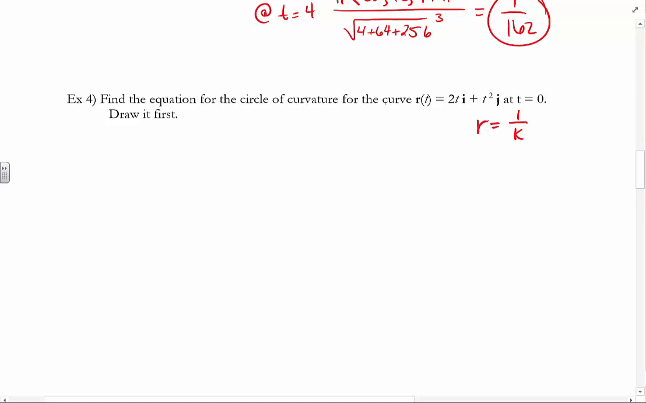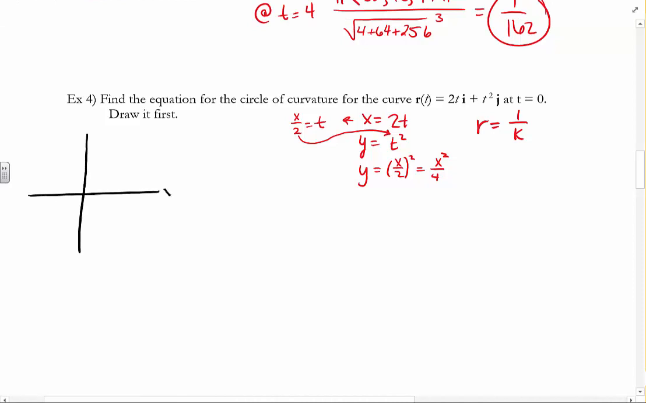So write the equation for the circle of curvature for this curve right here at t equals 0, and we're going to draw it first. If I want to draw this vector valued function in 2D, I can take it from a vector valued function into a rectangular equation by first looking at the parameters. If x equals 2t and y equals t squared, that means that x over 2 equals t, and I can sub that in for this t, and I'd get y equals (x over 2) squared, which is x squared over 4. And that is most definitely something I can draw.